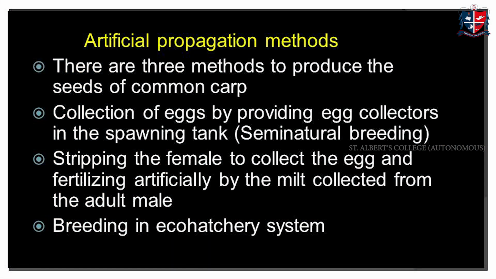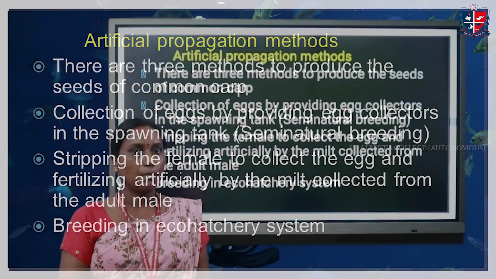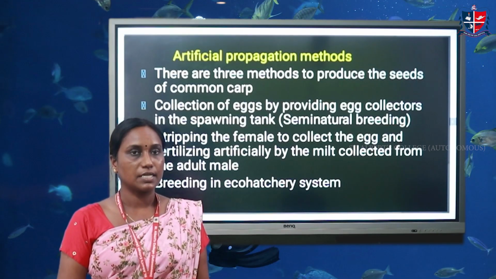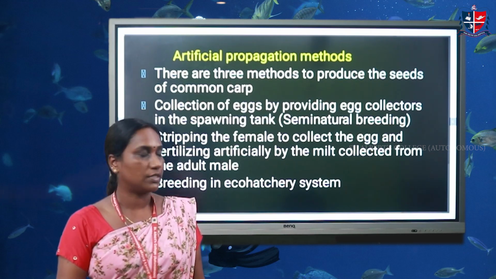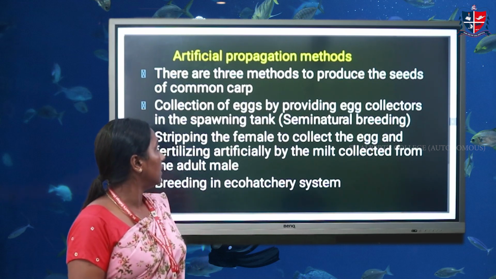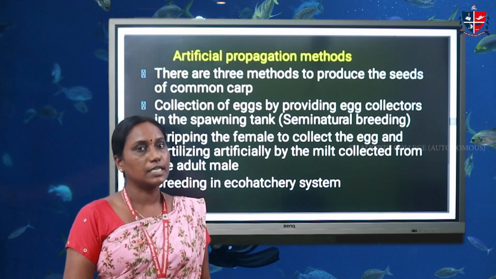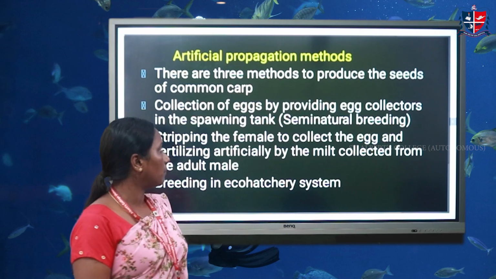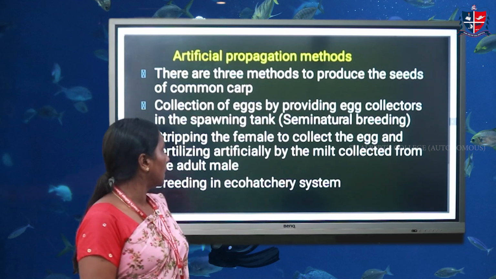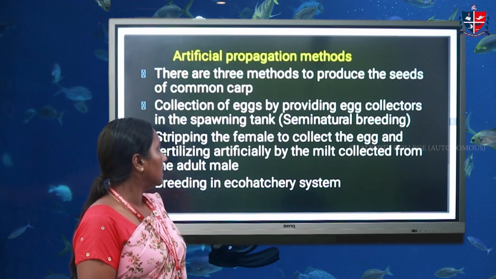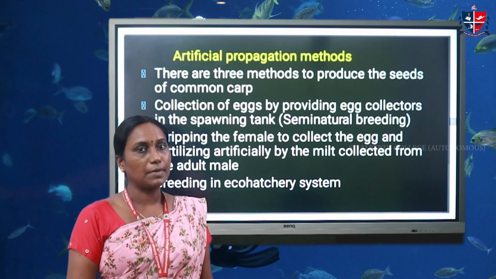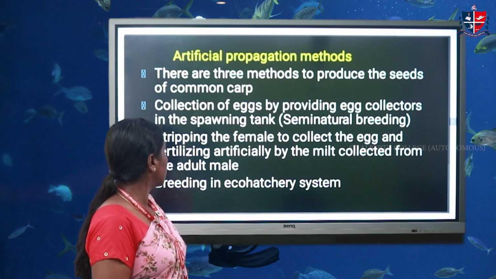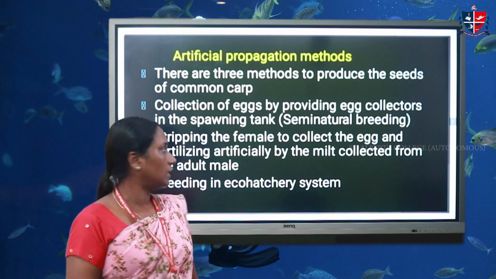Next one is artificial propagation methods. By artificial propagation methods, we use some methods to induce its spawning activities. There are 3 methods to produce the seeds of common carp. First one is collection of eggs by providing egg collectors. Second one is spawning tank. It is otherwise known as semi-natural breeding. Stripping is the last one.